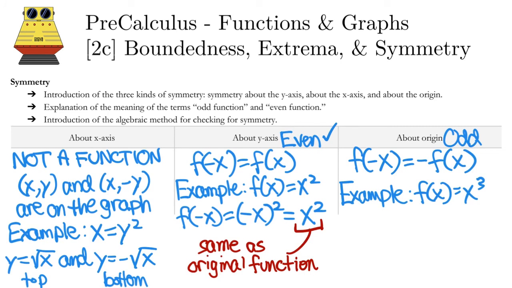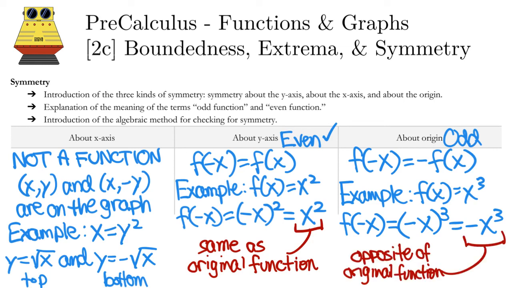For the function f of x equals x cubed, we'll plug in negative x. So we have f of negative x, which is equal to quantity negative x cubed. And if we do that operation, negative x times negative x times negative x, we get negative x cubed. And because negative x cubed is the opposite or the negative version of the original function f of x, then f of x is odd.